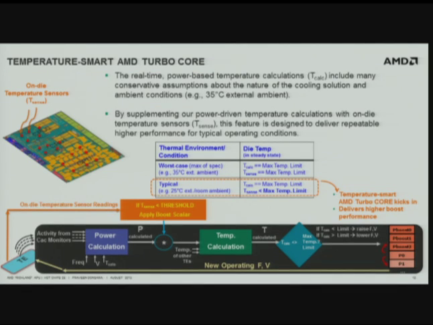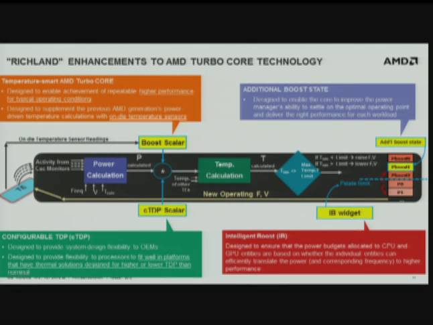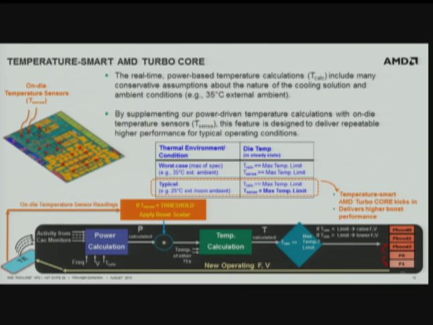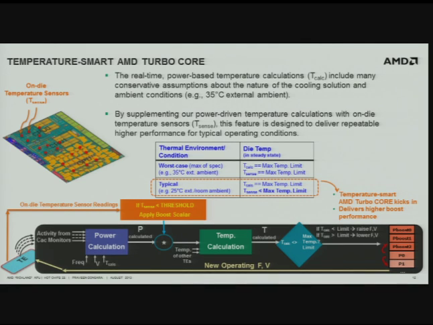OK, temperature smart AMD turbo core. So this is the feature right here. This is where we actually use the on-die temperature sensors as well to complement whatever we were doing previously. The power calculation and temperature calculation is still done, but we complement those things with these new temperature sensor readings to actually get better boost performance.